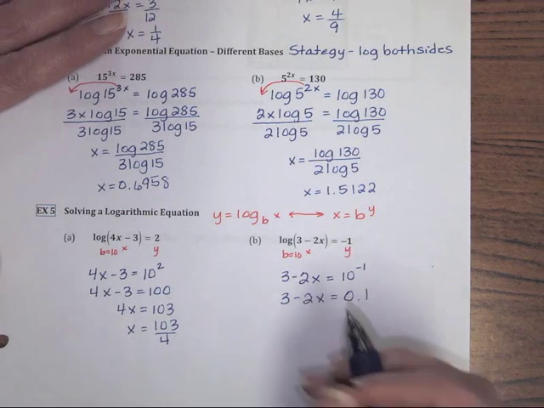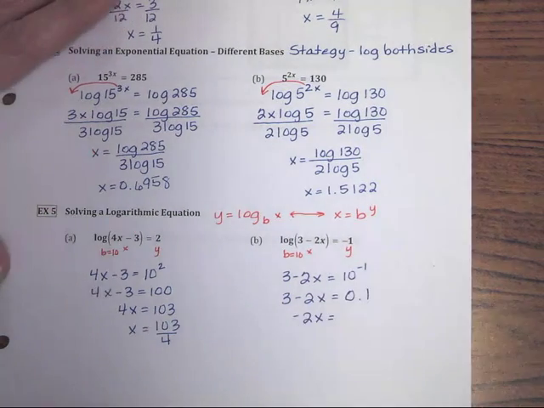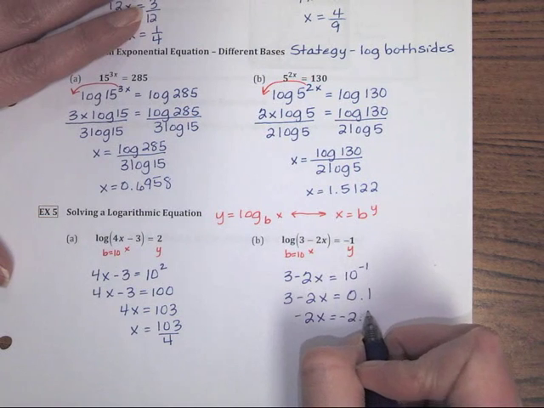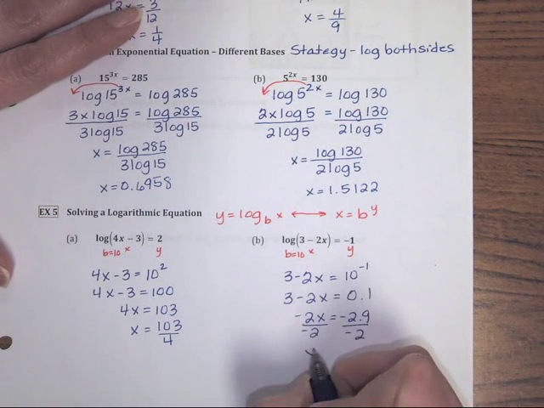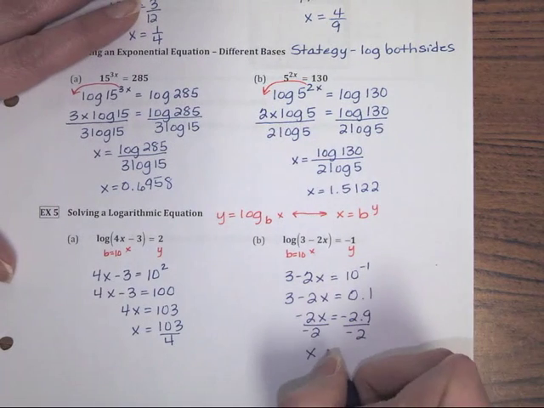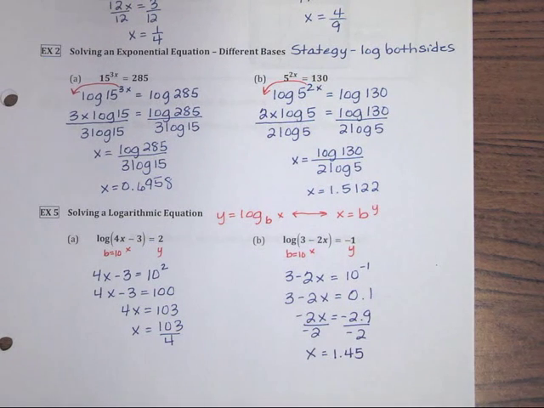Subtract 3 on both sides, and I have negative 2x equals 0.1 minus 3, negative 2.9. Divide both sides by negative 2, and I have x equals 1.45.